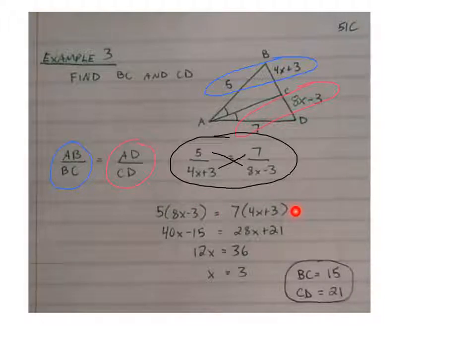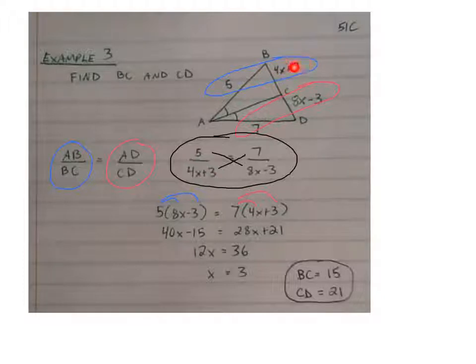Moving to the next step, I distribute the 5 in, and I distribute the 7 in, which gives me 40x minus 15 equals 28x plus 21. Finally, I solve that for x, and I arrive at x equals 3. Though the question didn't ask for x equals 3, so I have to go back and see what the question asked for. It says find BC.